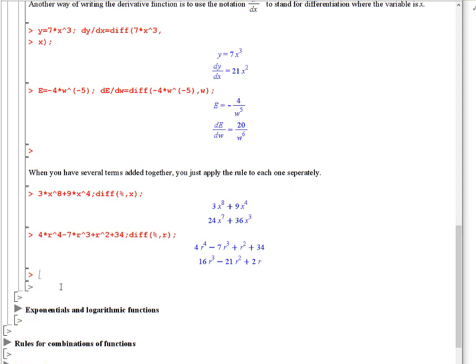The other kinds of functions you meet a lot are exponentials and logarithmic functions, so we'll cover the methods of the rule for differentiating those in the next video.